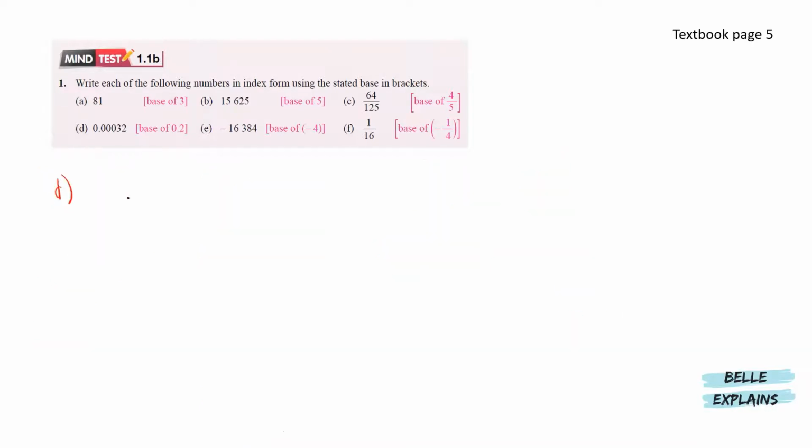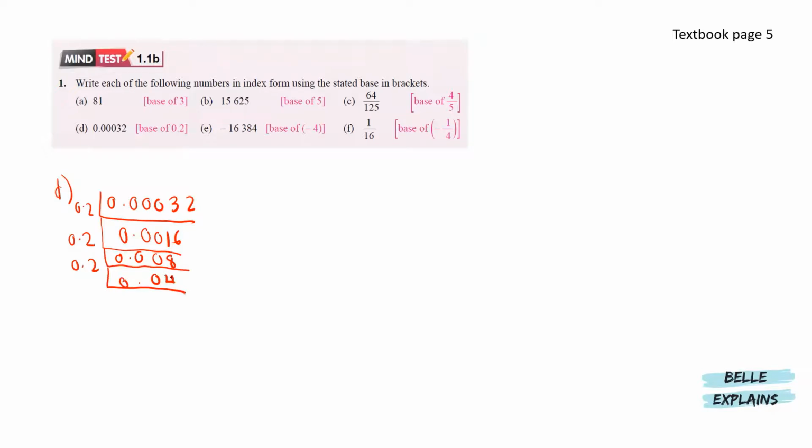For D, we have 0.00032 divided by 0.2. Put it in your calculator and that will give us 0.0016. Divide by 0.2, that will give us 0.008. Divide again by 0.2 and that will give us 0.04. Again by 0.2 and that will give us 0.2. So again, and that will give us 1.